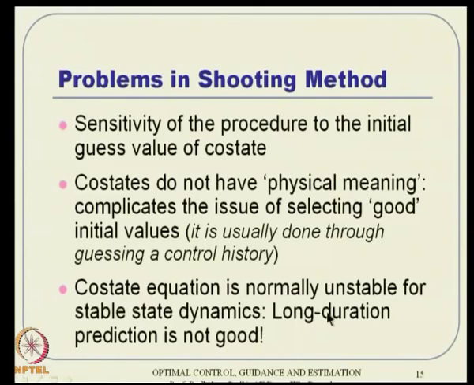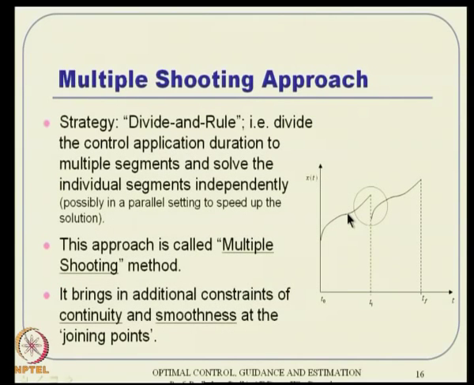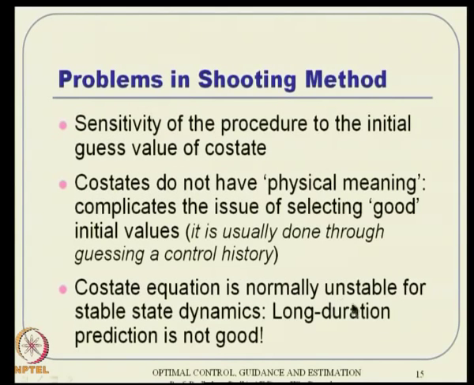Alright, so this is what I have already told. The co-state equation is normally unstable for stable state dynamics. Hence, in general, long duration prediction is not good actually. And suppose you have an unstable state, then also you have unstable system dynamics, then also you have a problem, because anyway you are integrating the state equation forward as well. So, either you integrate the co-state equation forward or integrate the state equation forward. If one is stable, the other is unstable, and hence everything is a very sensitive issue here actually.